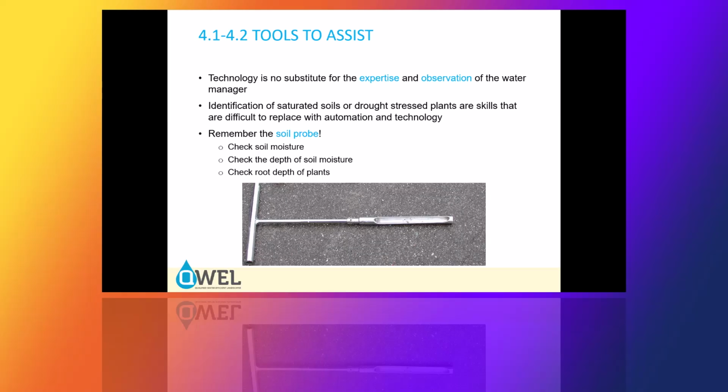Just remember, regardless of the technology that's in place, there's really no substitute for the expertise and observation of the water manager. Being able to identify saturated soils or drought-stress plants are skills that are difficult to replace with automation and technology. Even simple tools like a soil probe can reveal what's going on underneath the surface and help diagnose irrigation issues. And the soil probe is probably the easiest method of determining what's happening by checking the soil moisture, checking the depth of the soil moisture, and checking the root depth of plants.